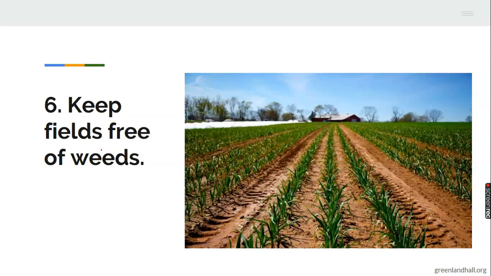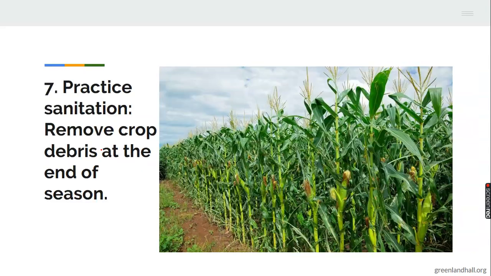That is why you must take away the weeds, so that the nutrients in the soil can be used by only the crops that we need. So you must keep fields free of weeds. Look at this picture that we have here. You see, only the plants can be seen. There shouldn't be weeds competing with the crops.